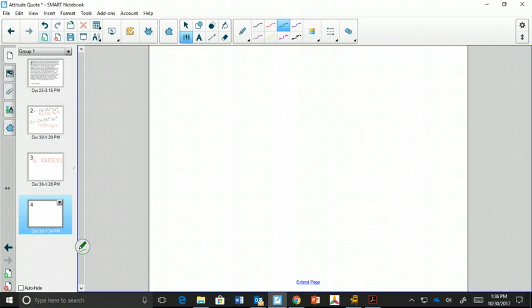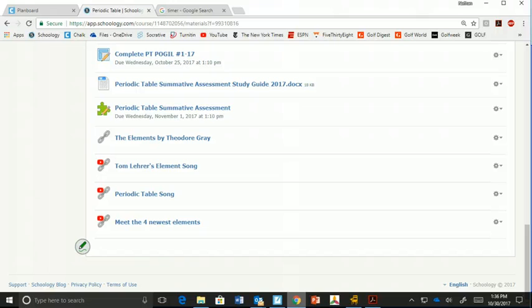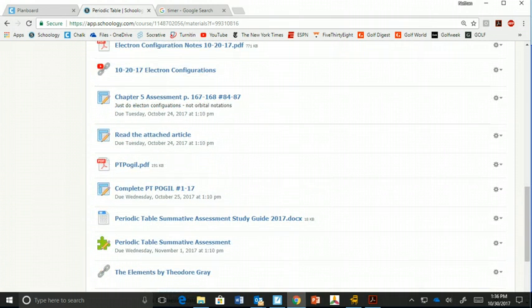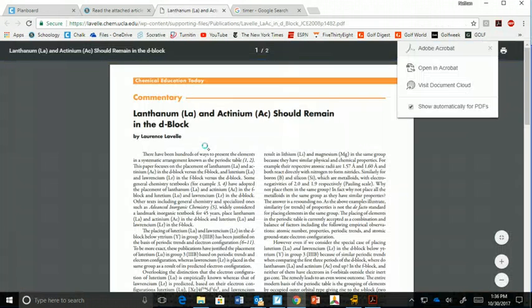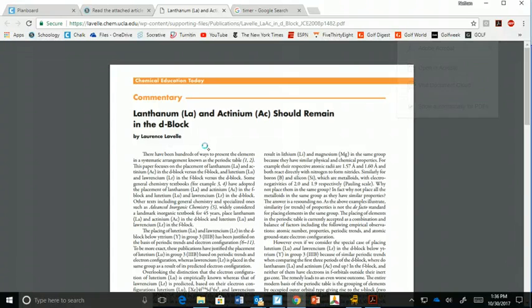Do you remember any of the arguments why they should be one place versus the other? I'm talking about the article here. Read the attached article, right? This article: Lanthanum and actinium should remain in the D block. I think you can see where this author wants us to go, right? He's saying, no, they should stay up here in group 3. Do you remember any reasons why?